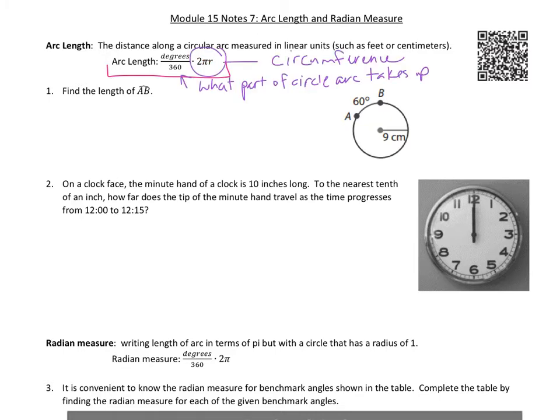All right, so if we are finding the arc length of A to B, so the actual length around this edge of the circle, we need to take the degrees, so that'd be 60, divided by 360 degrees, times 2 pi r. So our radius is our 9, and now we can multiply it. So since we've done this before, I want you to go ahead and multiply this together and tell me what your answer is in terms of pi.